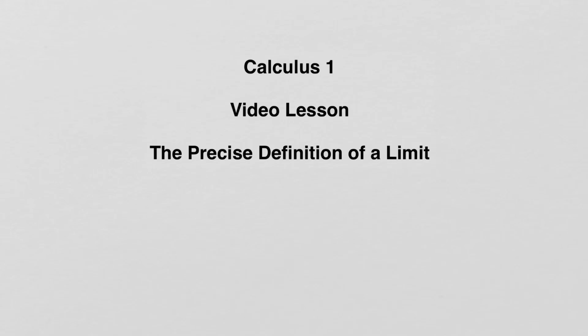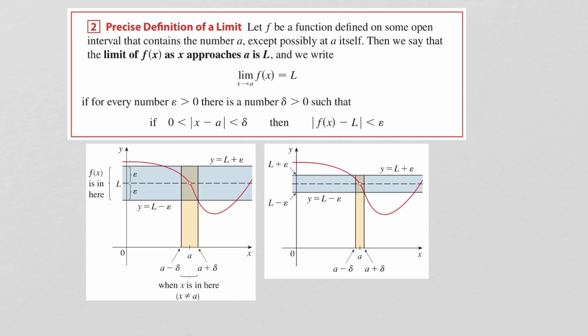The precise definition of a limit. Let f be a function defined on some open interval that contains the number a, but it may not be defined at a itself. Then we say that the limit of f of x as x approaches a is L, and we write the following notation.